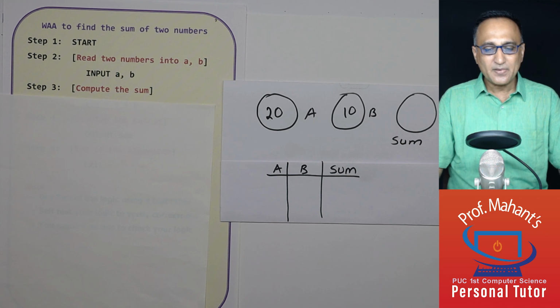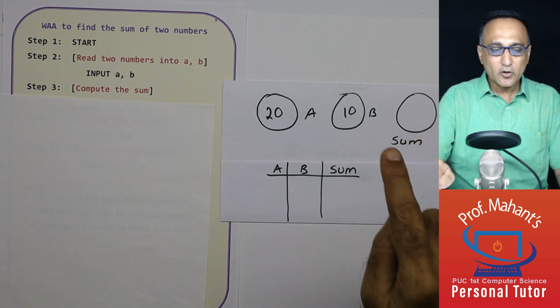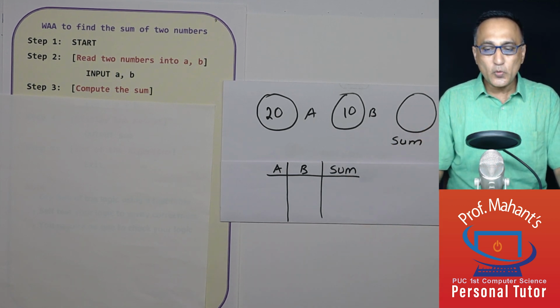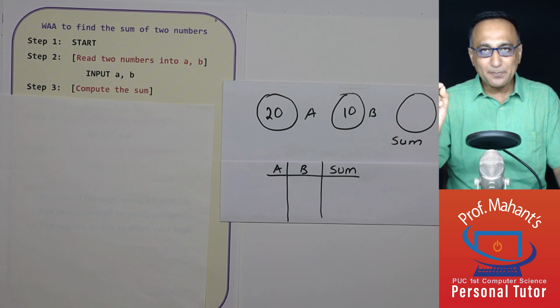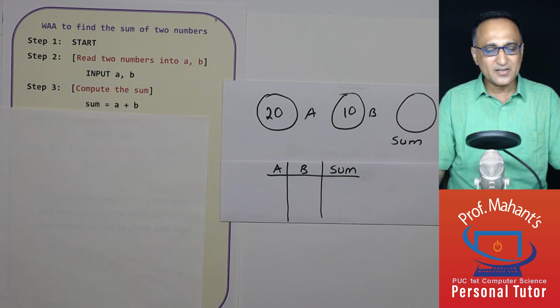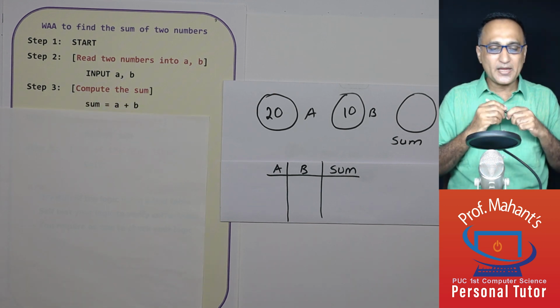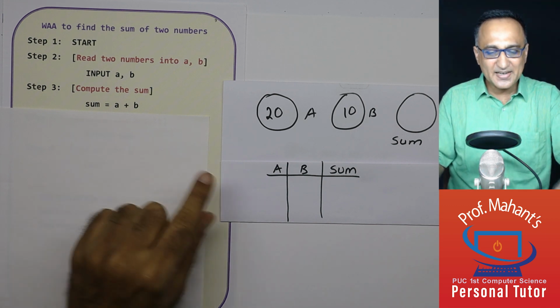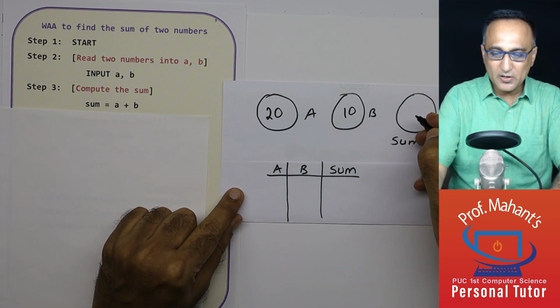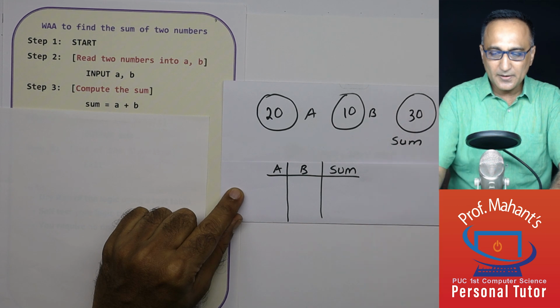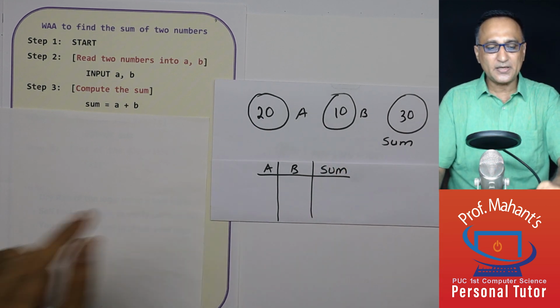In third step, I am required to calculate or compute the sum. How do I compute the sum? I can say sum is A plus B, or sum is assigned the value of A plus B. So here it is. Sum is assigned the value A plus B. When sum is assigned A plus B, sum will now be equal to 30. Alright, sum is now equal to 30.